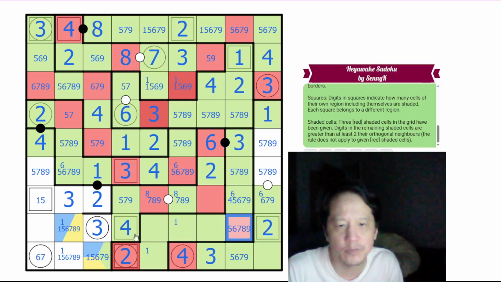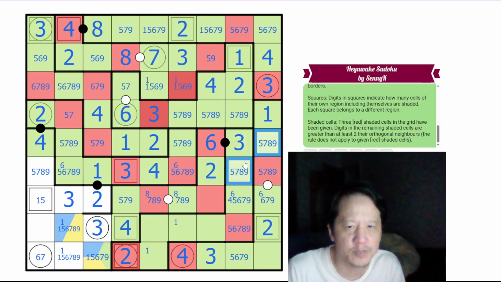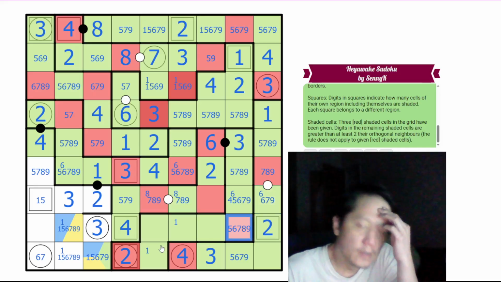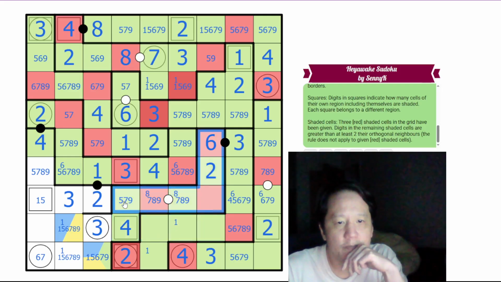No 4 here because of 4 in the row. We need one of these 2 to be shaded, and this is going across 1 line, so this must be shaded, which means this is unshaded. This must be greater than 3, so this cannot be 5. Sorry, it must be greater than 2. And if it's 5, it's not greater than any of them. This is orthogonally connected now. We have 1, 2, 3. 1 out of these 2 is shaded.